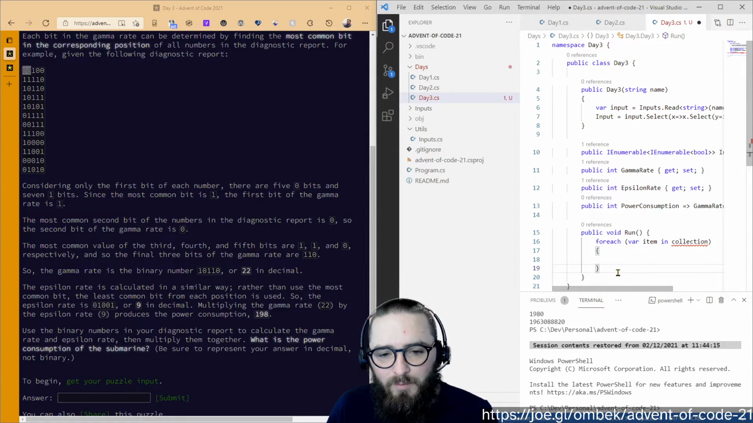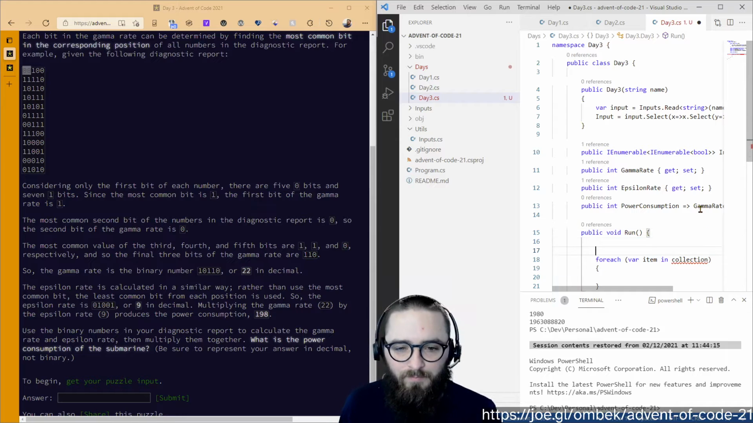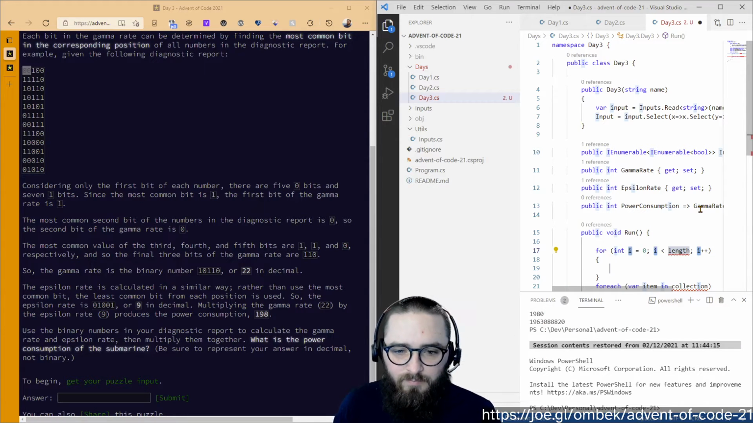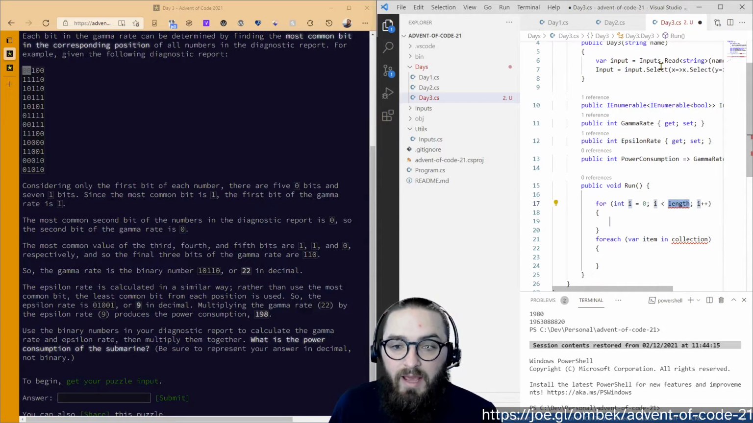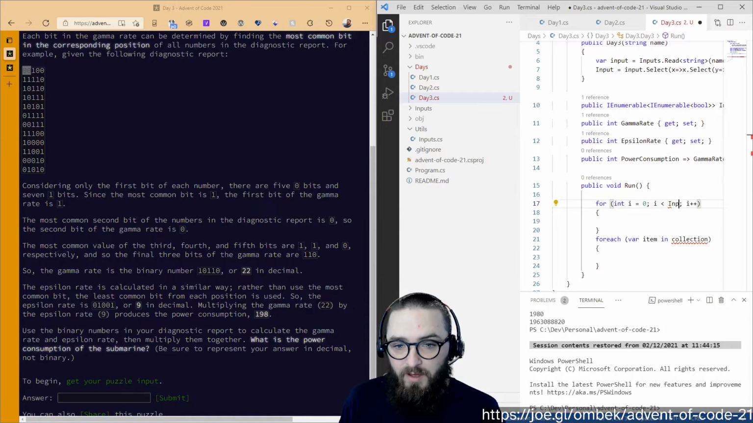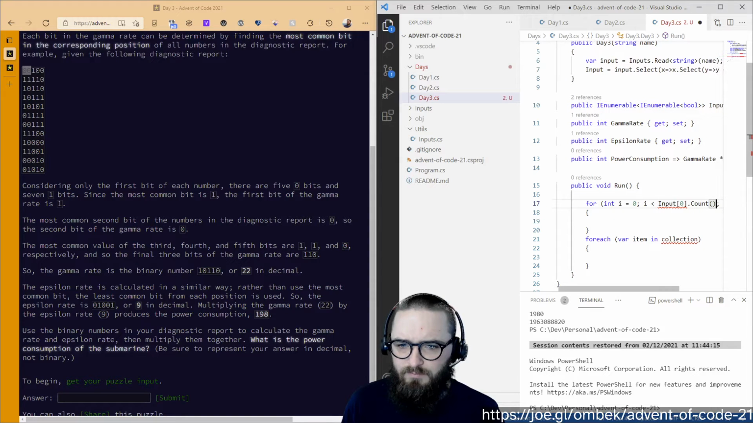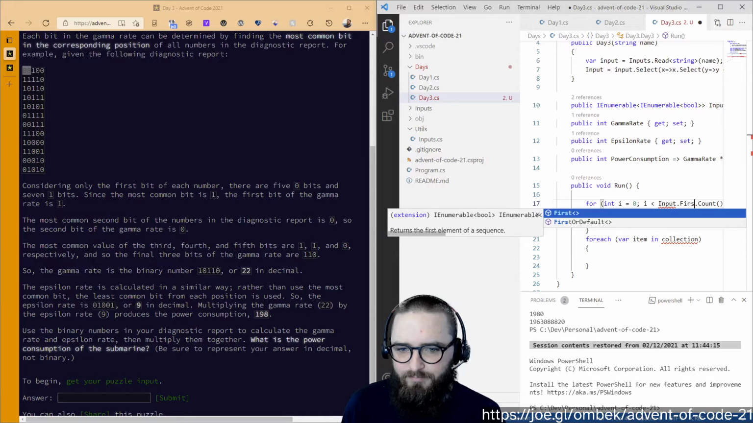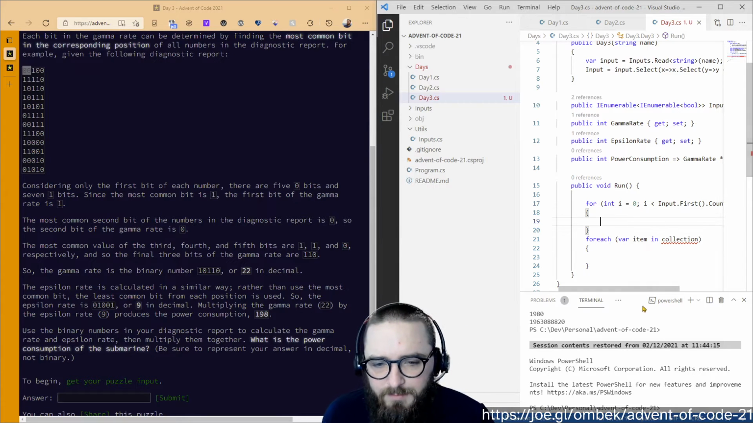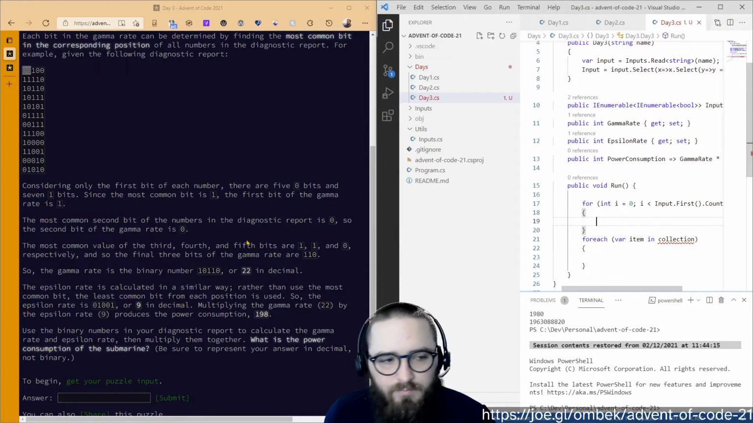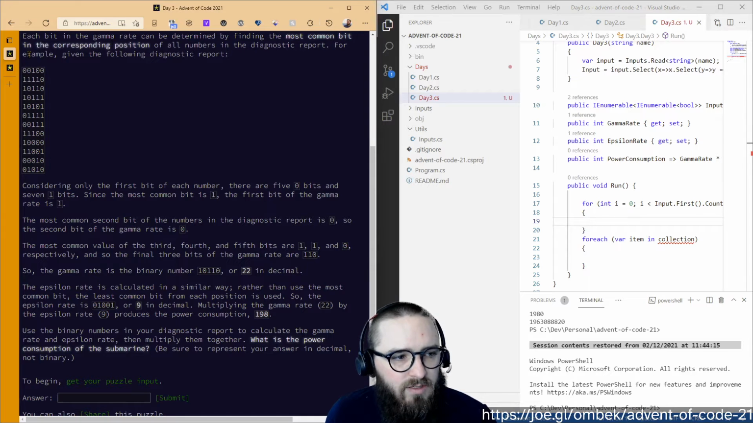Right, so for each, I'm going to write the word for each. I'm going to want a for. The length is going to be the first input, this length, count, because we're now looping through each column here.